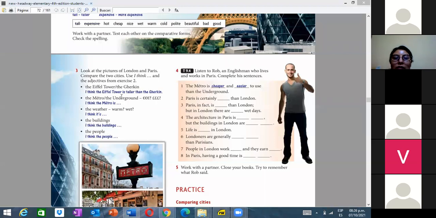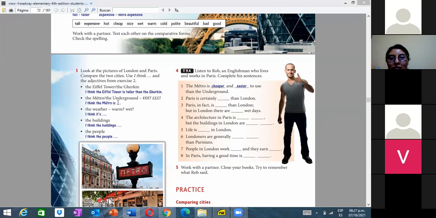For example, here, what do you think? I want to listen to your sentence, please. Any volunteer here? You, Miss, please, come on. I think the metro is more expensive than the underground. Okay, very good. Let me write. It's more expensive than the underground. Okay, very good. Okay, it's one option.